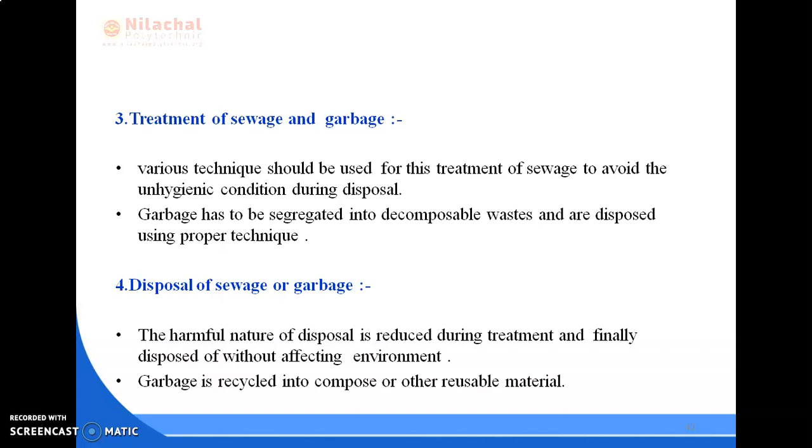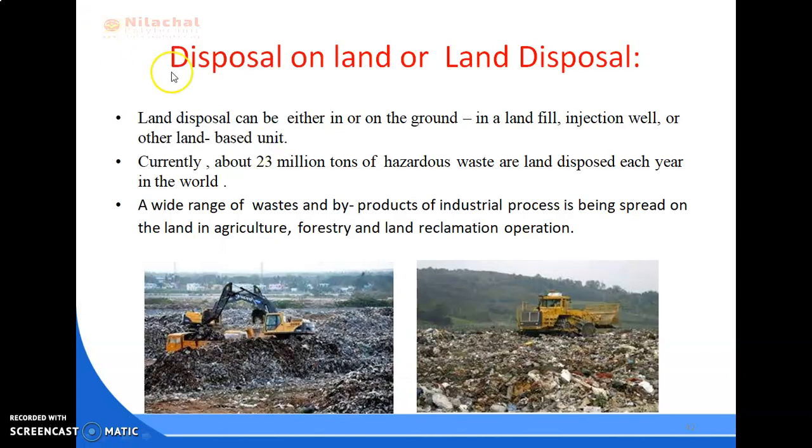Then number 4, disposal of sewage or garbage. The harmful nature of the sewage is reduced during treatment and it is finally disposed of without affecting the environment. Already I have told you that to reduce the harmfulness or unhygienic nature of the sewage, we have to treat the sewage in the treatment plant. Then garbage is recycled into compost or other reusable material. The next one, disposal on land, or land disposal.